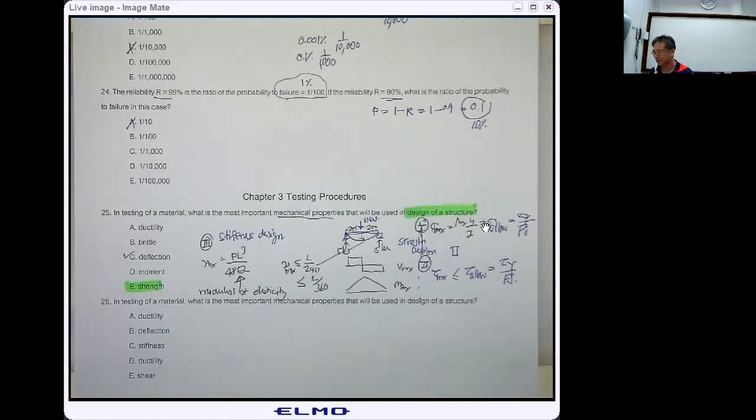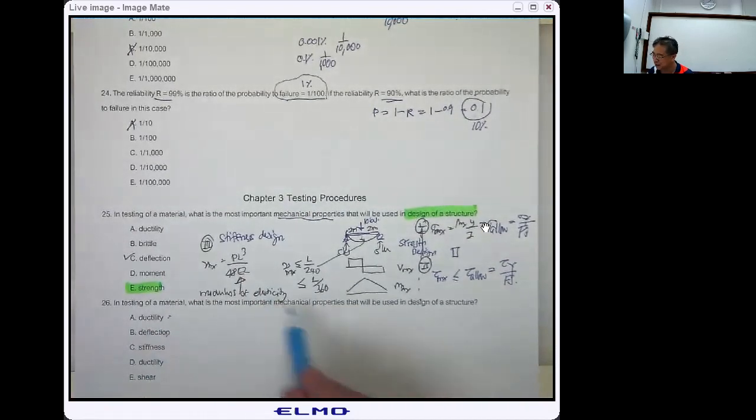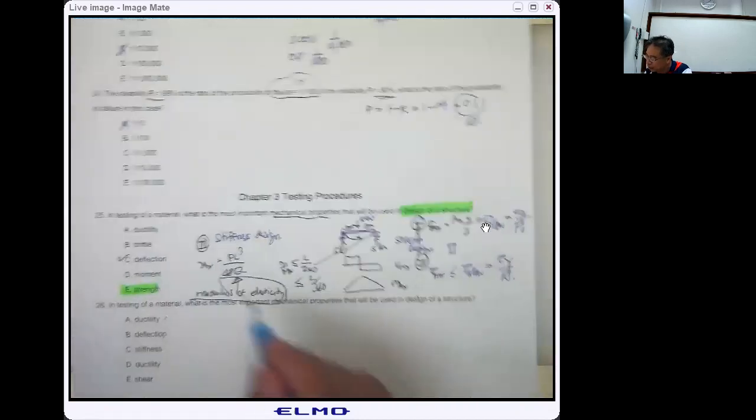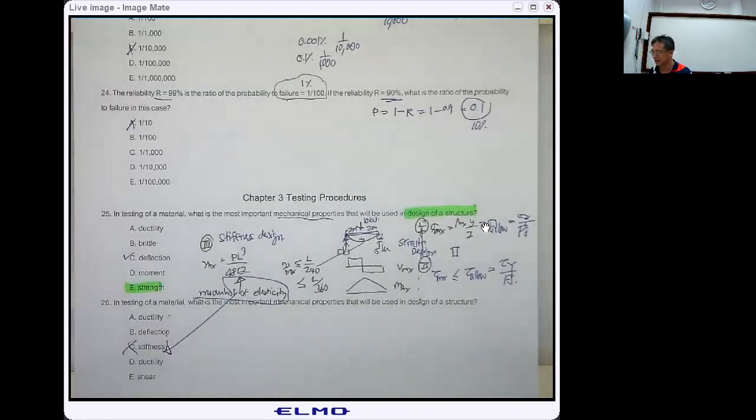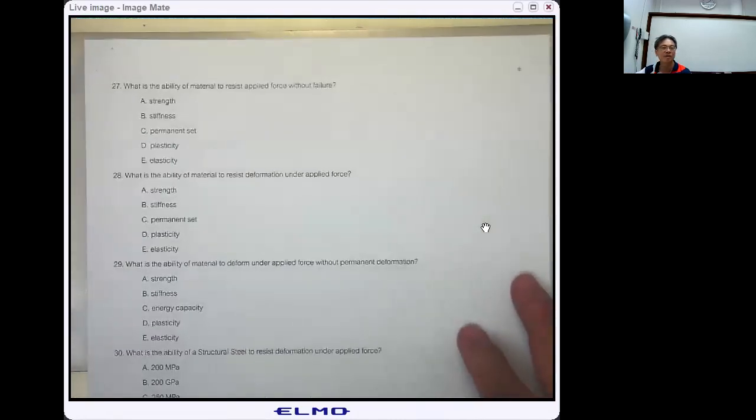This is going to be what? Ductility? Not really. Okay. Deflection? Not really. And then I just mentioned about this modulus of elasticity. This modulus of elasticity is the stiffness of the beam. So this is going to be the answer for problem 26. Okay. Now come to the next problem, number 27.